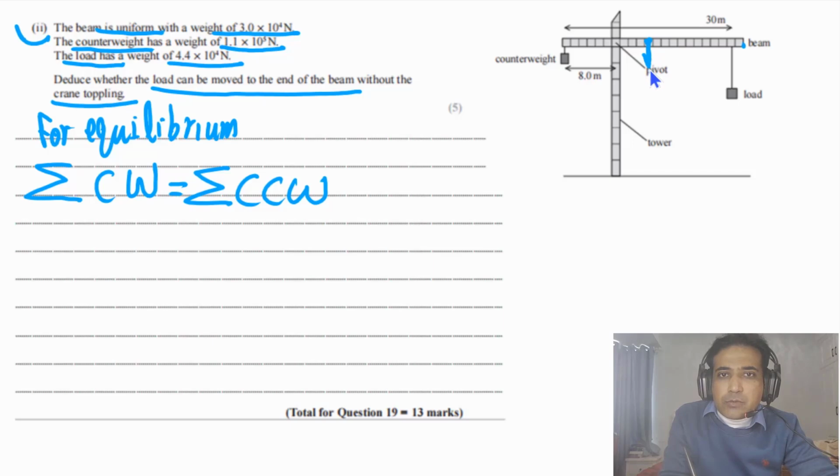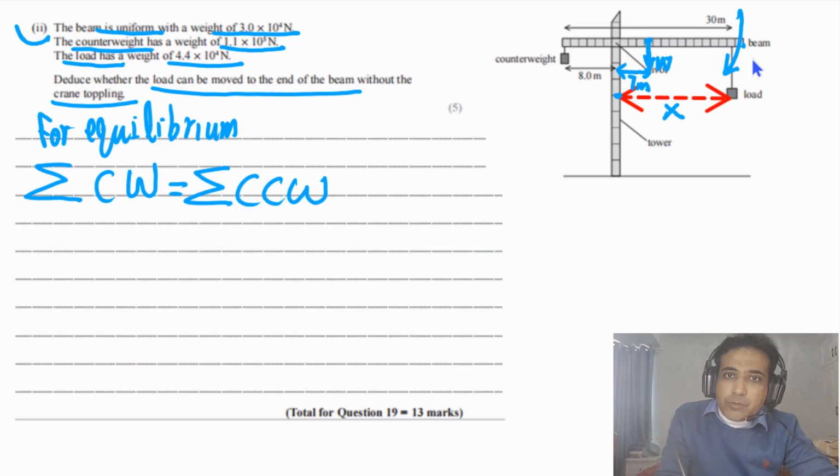So we can say this is where the weight of the beam is acting. The length of this beam is 30 meters, so the midpoint is at 15 meters. This one is 8, so this distance has to be 7 meters. So we can say this is 7 meters. And for this load, for this system to be in equilibrium, let's say this length is equal to x, the distance from the center of the tower to the center of this load.